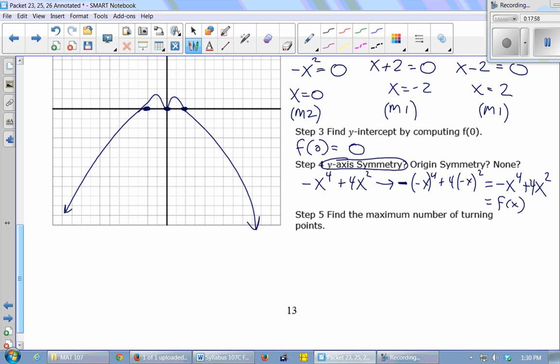In a 4th degree polynomial like this, what's the maximum number of turning points? 3. And I have 3, so I'm within the rules. So I think I've drawn this correctly.